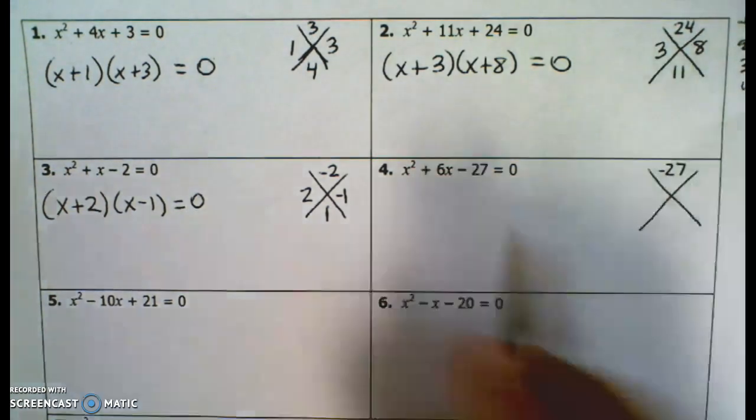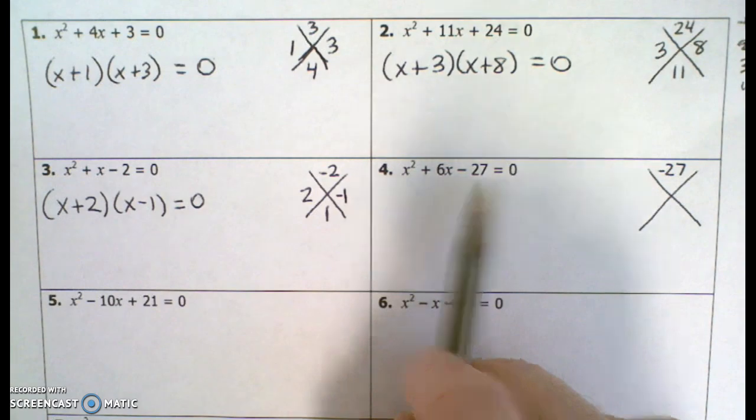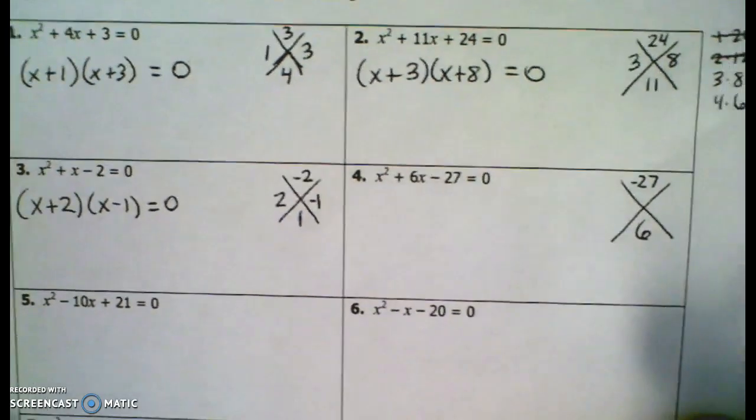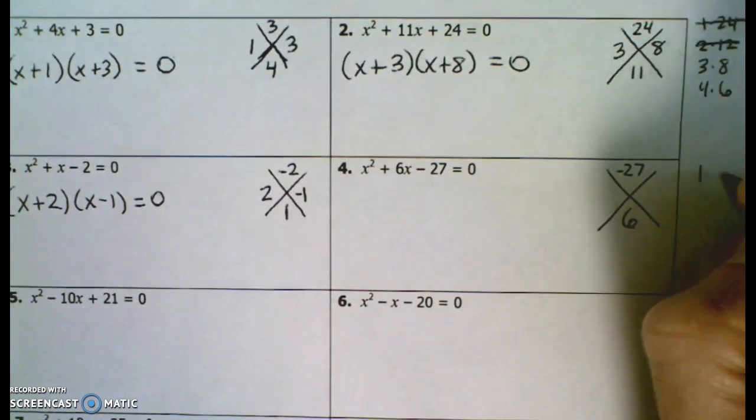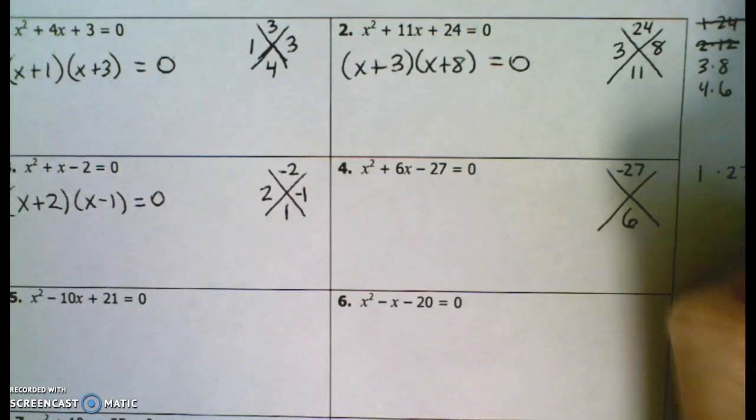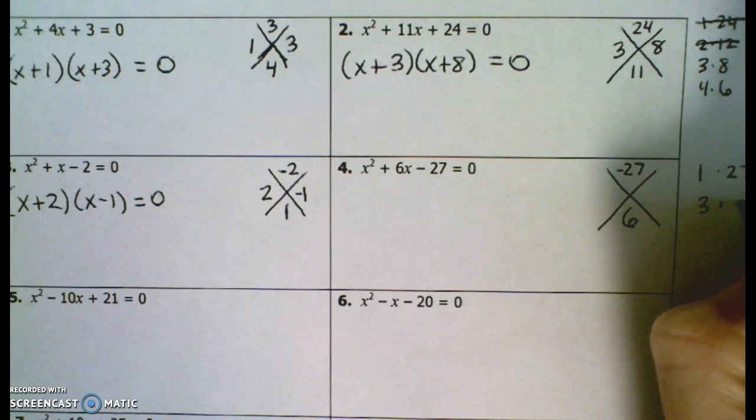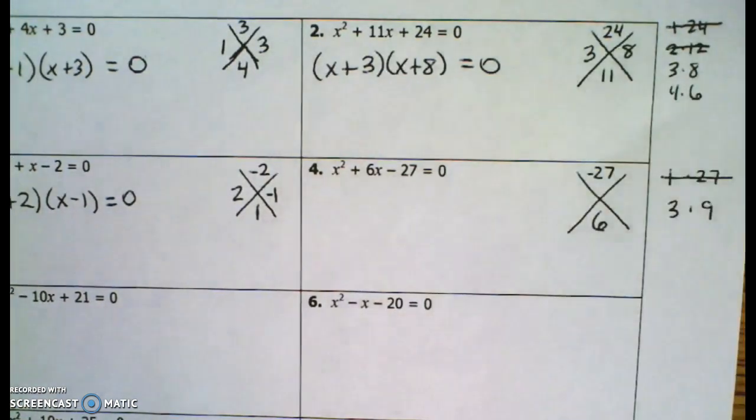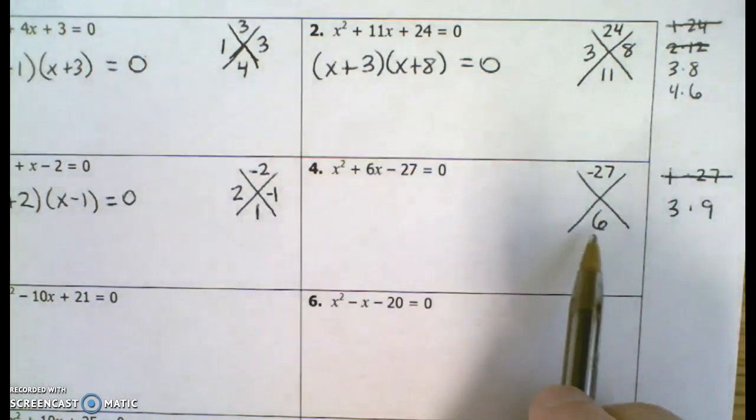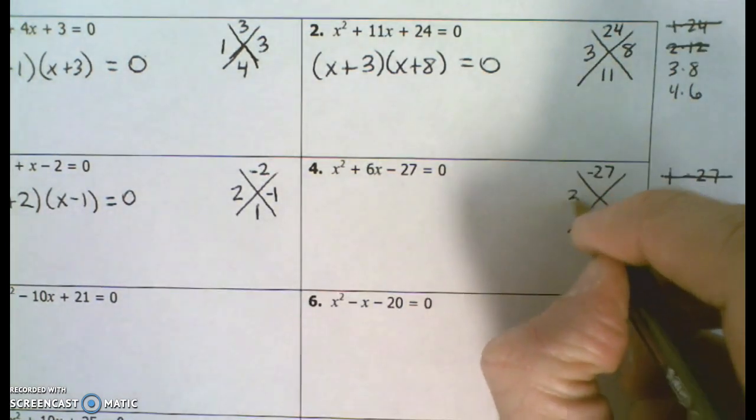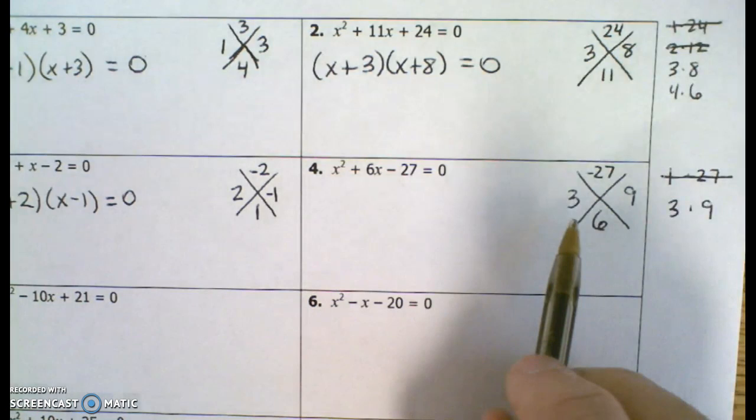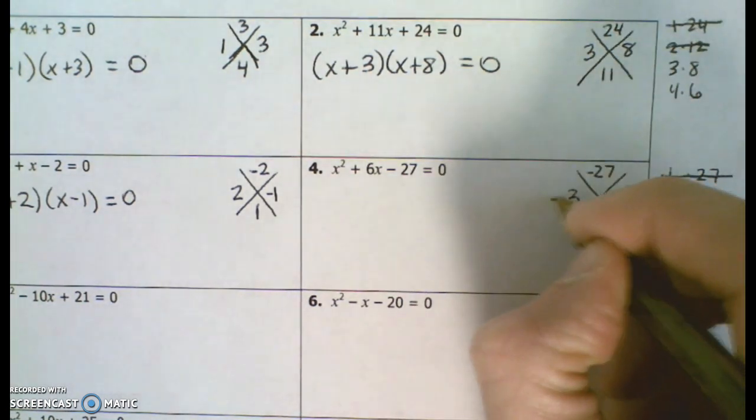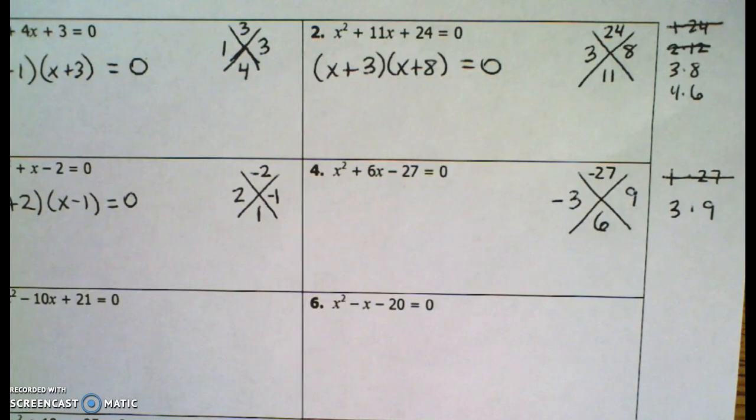This time I need numbers that multiply to give me -27 and add together to give me 6. So again, I'm going to think of my factors for 27. I've got 1 and 27, or 3 and 9. So I don't think 1 and 27 is going to work at all. I need these to be positive when I add them, but negative when I multiply them. So that means that my bigger number has to be the positive. So 3 is going to be negative in this case.